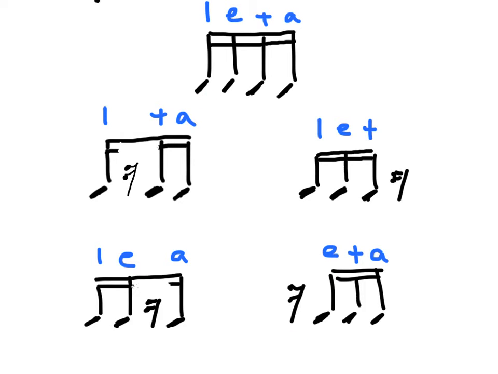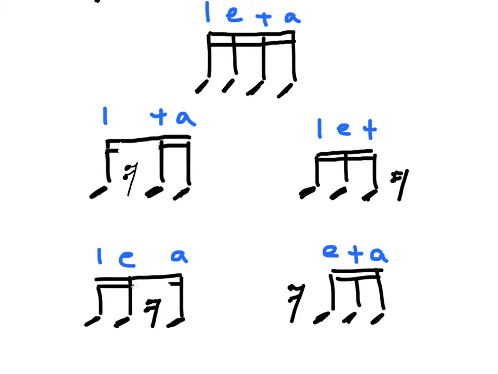That would be sh e and a. Faster would be sh e and a, sh e and a. And then lastly, e and a. If I snapped on the downbeat, e and a, e and a. So those are the four combinations that are possible when you're using only one 16th rest.